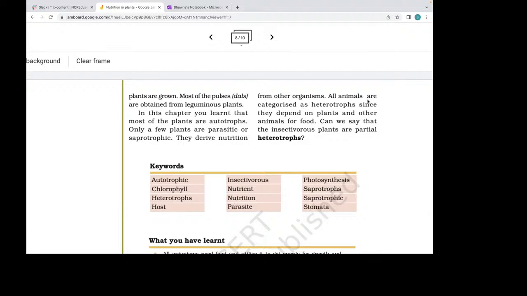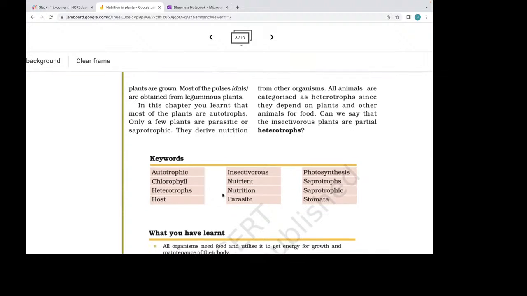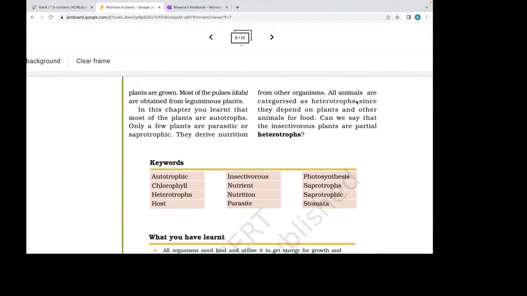So yes, we can say that all animals are categorized as heterotrophs, क्योंकि हम तो खुद अपना खाना नहीं बना सकते हैं in any way. So we are heterotrophs and we depend on plants and other animals for our food. So most of the plants are autotrophs, all the animals are heterotrophs, and some of the plants, a little bit of plants are parasitic or saprotrophic.